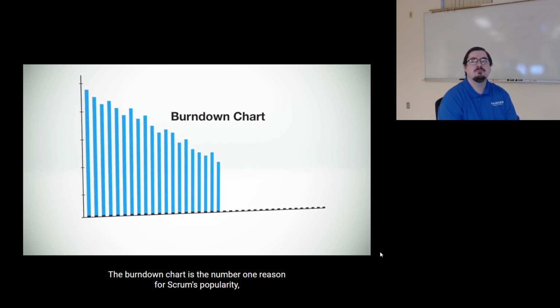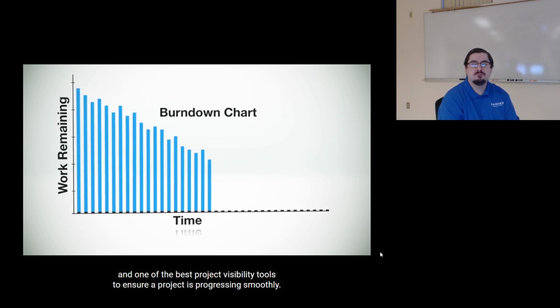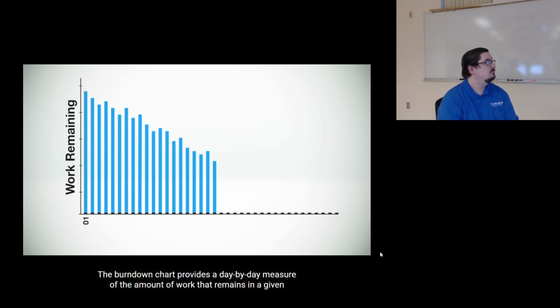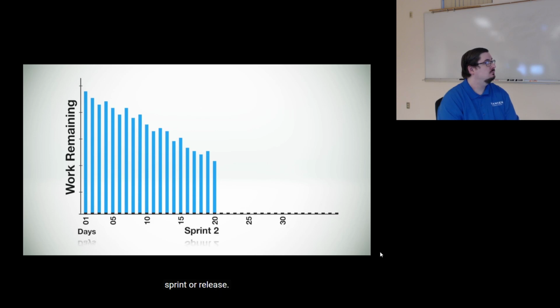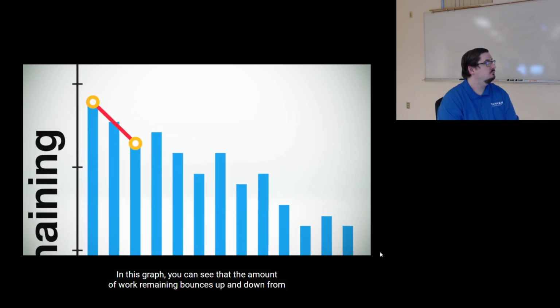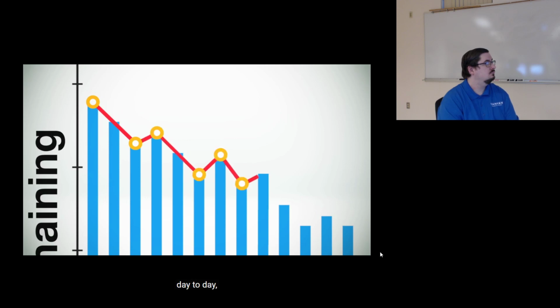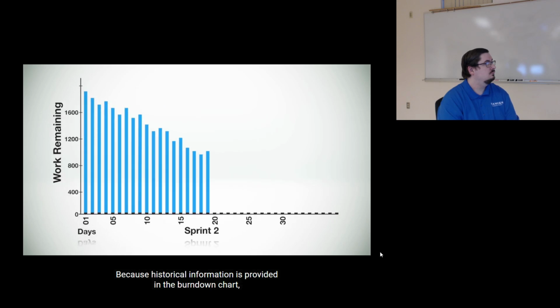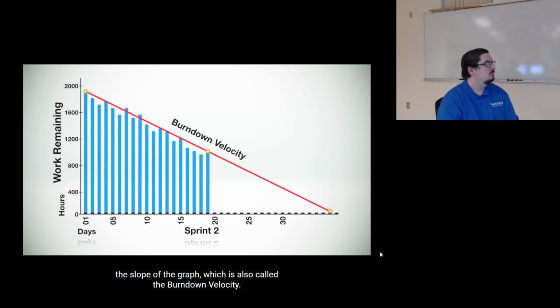The Burndown Chart is the #1 reason for Scrum's popularity and one of the best project visibility tools to ensure a project is progressing smoothly. The Burndown Chart provides a day-by-day measure of the amount of work that remains in a given sprint or release. In this graph, you can see that the amount of work remaining bounces up and down from day to day, but is generally trending towards 0. Because historical information is provided in the Burndown Chart, it's easy to see if the team is on the right track. Using the Burndown Chart, the team can quickly calculate this, the slope of the graph, which is also called the burndown velocity. This is the average rate of productivity for each day.